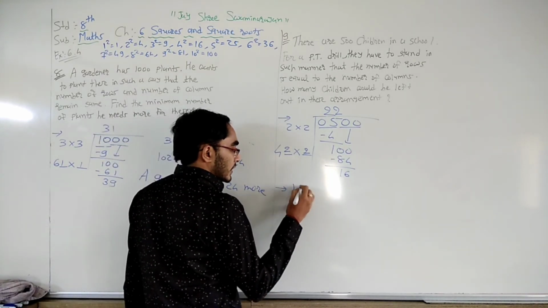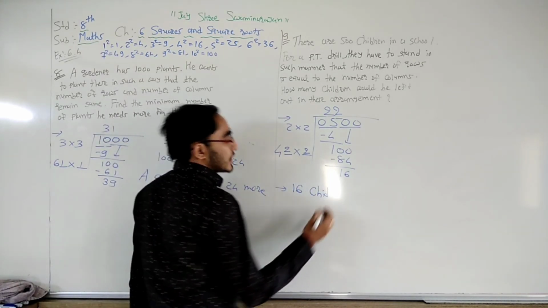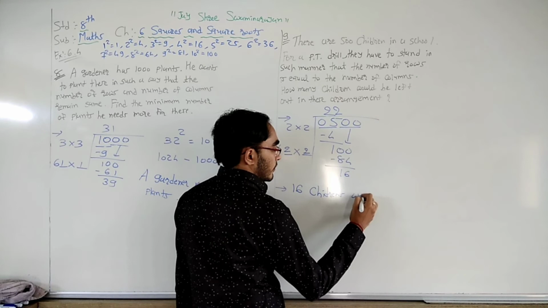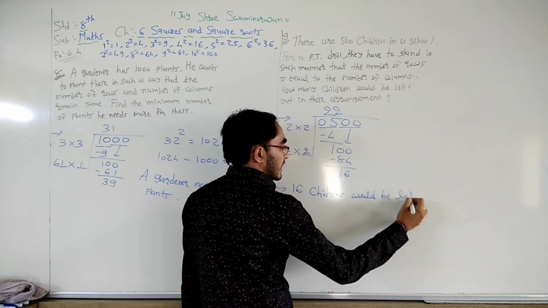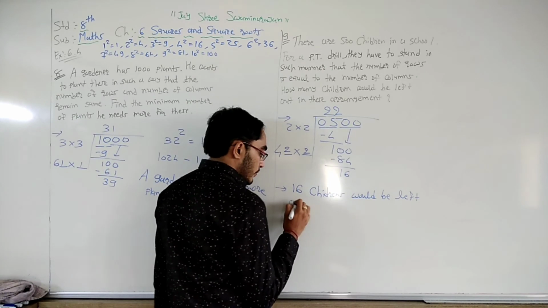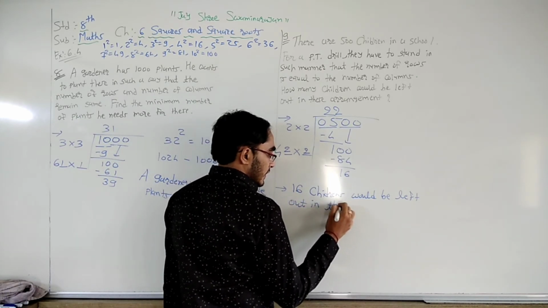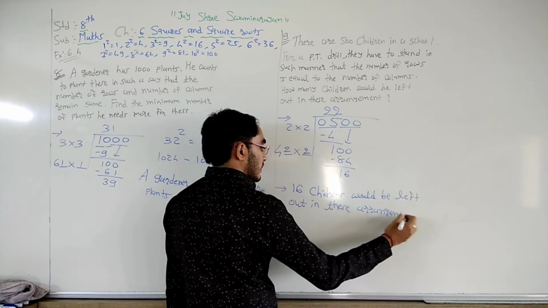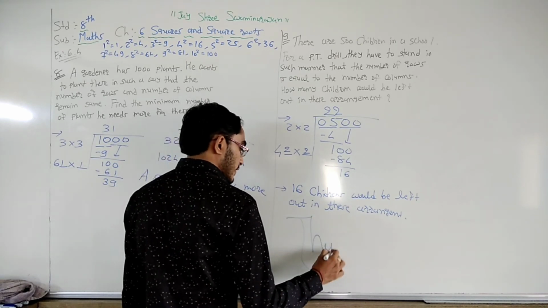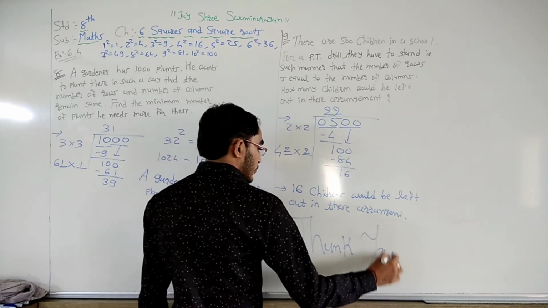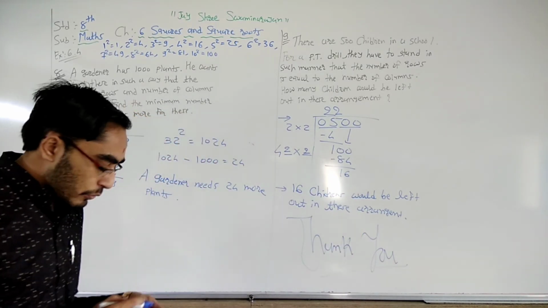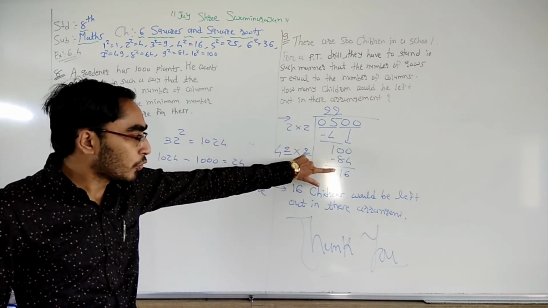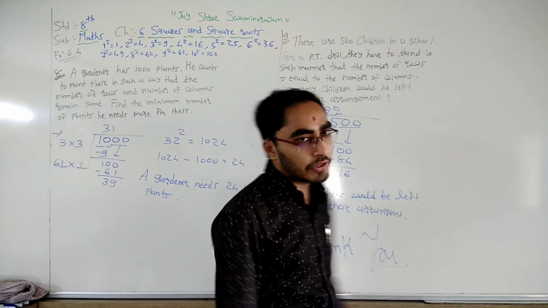So write down here: 16 children would be left out in this arrangement. Here we need to use the long division method. We want the remainder 0, so subtract this. So 16 students would be left out in this arrangement.